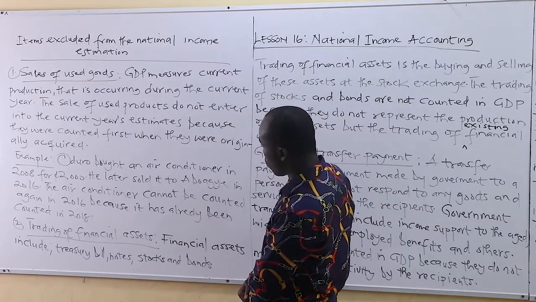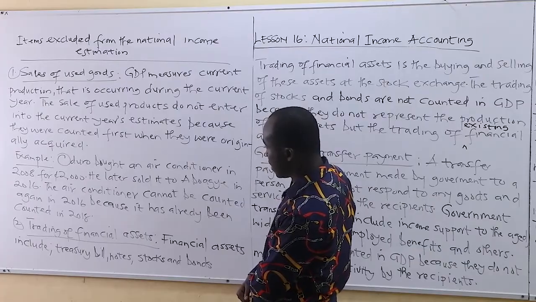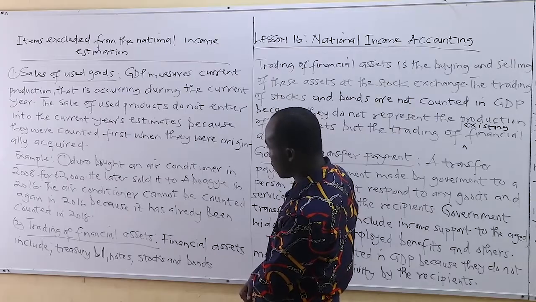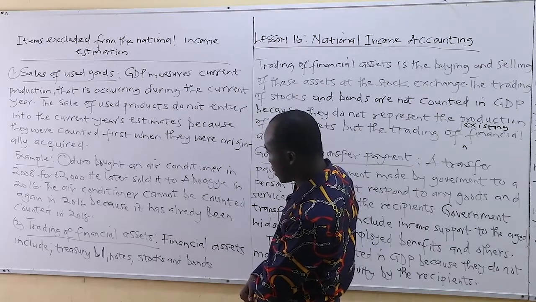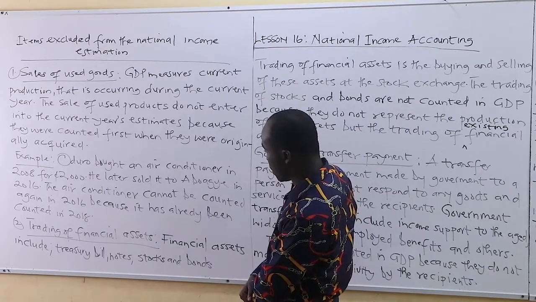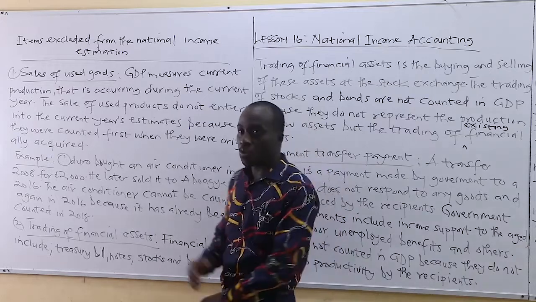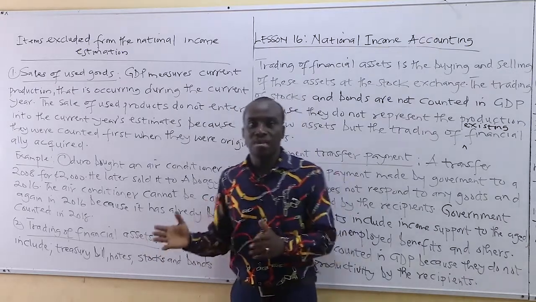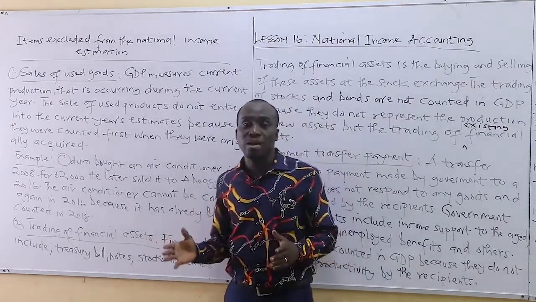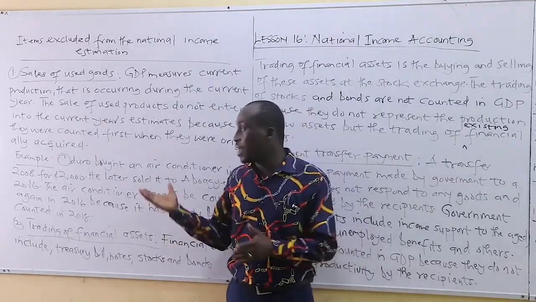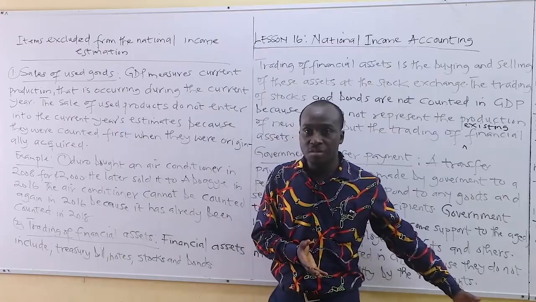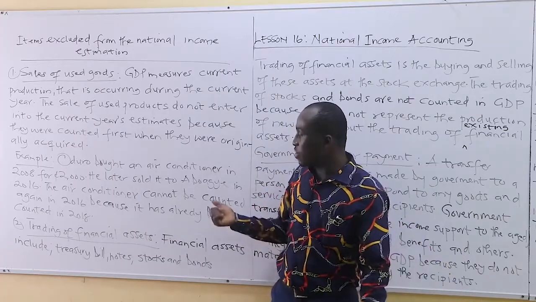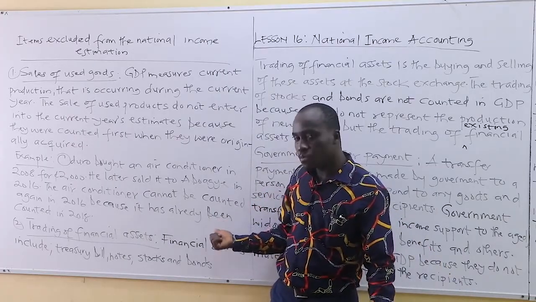For example, Odro bought an air conditioner in 2008 for 2000. He later sold it to Abuaje in 2016. The air conditioner cannot be counted again in 2016 because it has already been counted in 2008. So what are we saying? Secondhand product. If I bought a used car, like we're using this example, Odro bought an air conditioner in 2008, maybe 2000 Ghana cedis, and in 2016, he sold it to Abuaje.